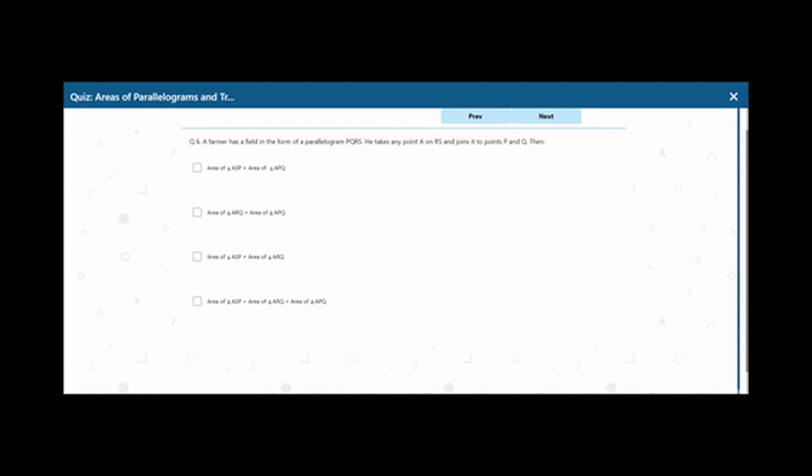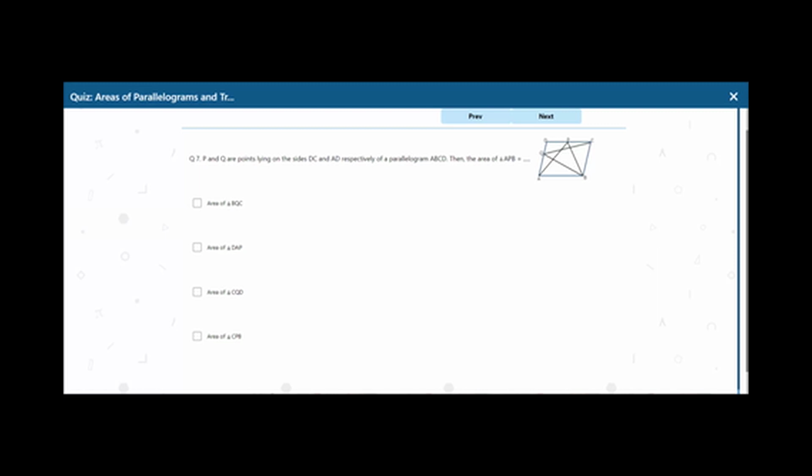Next, Farhan has to answer. Farhan is there? Yes, ma'am. A farmer has a field in the form of a parallelogram PQRS. He takes any point A on RS and joins it to points P and Q. You have to draw a parallelogram, name it as PQRS, take any point on RS, name it as A, and join it to P and Q. What is your answer? Area of ASP equal to APQ, ARQ equal to APQ, which is the correct answer. Option D, ma'am. That's correct.